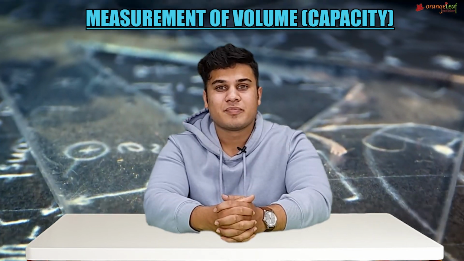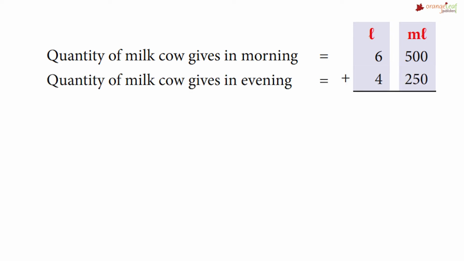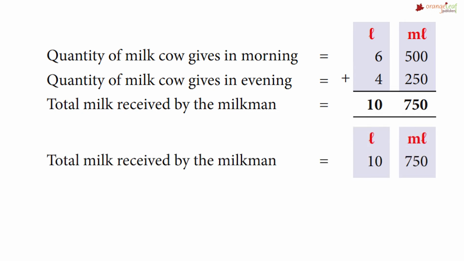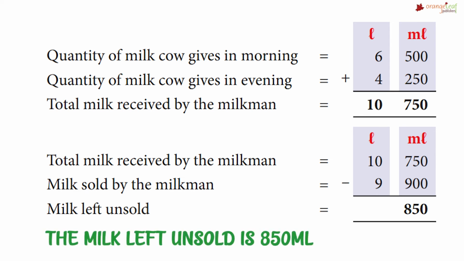So let's do it. The quantity of milk the cow gave in the morning was 6 liters 500 milliliters. The quantity of milk it gave in the evening was 4 liters 250 milliliters. So the total milk received by the milkman was 10 liters 750 milliliters. From this quantity, we now subtract the total quantity of milk sold by the milkman. So 10 liters 750 milliliters minus 9 liters 900 milliliters, which gives us 850 milliliters as the final answer. So the milk left unsold is 850 milliliters.